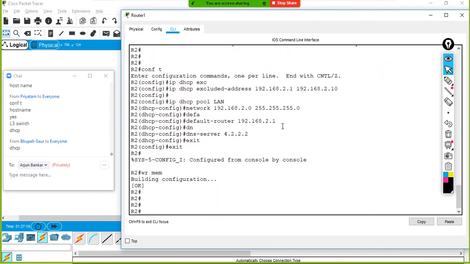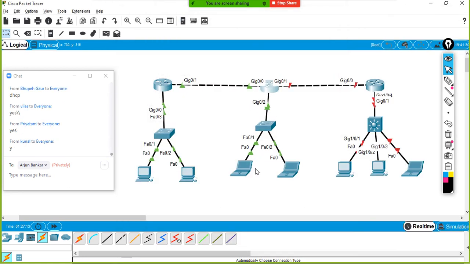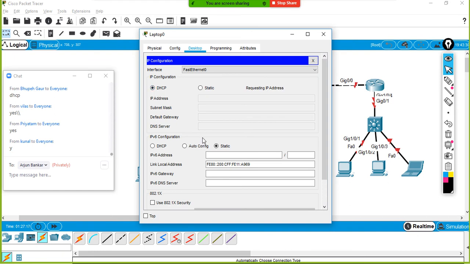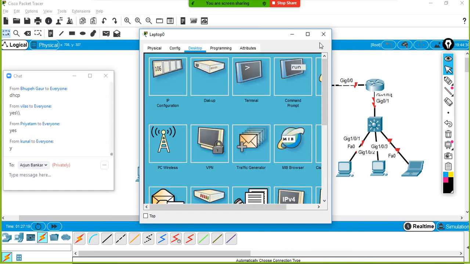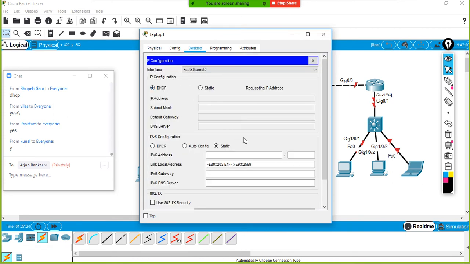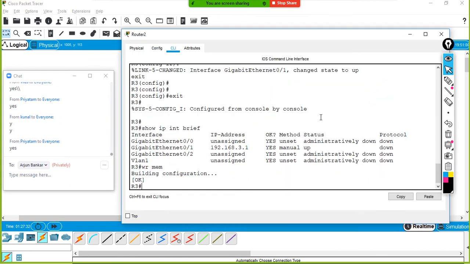Everybody is okay? Yeah? Now I am going to verify whether I am getting the IP address or not. 2.11, then 2.12, you will get it here. Is it clear, everybody? Say yes or no. The DHCP is working fine. Then let's go to Router 3 and we finish it.